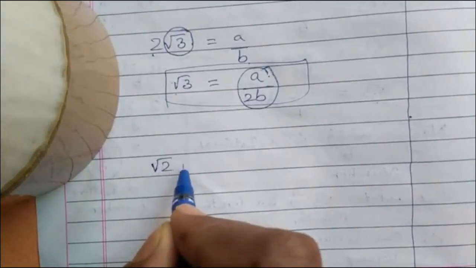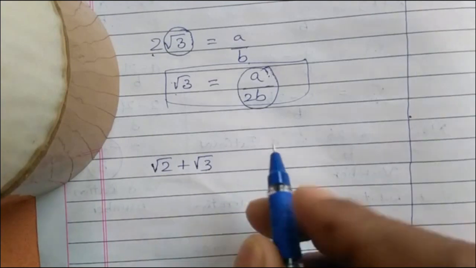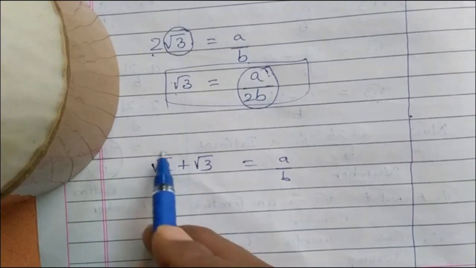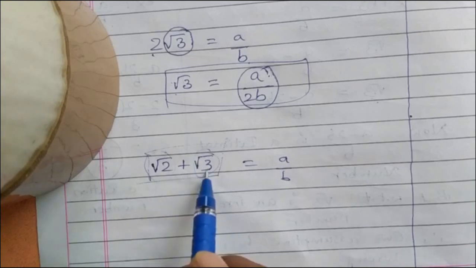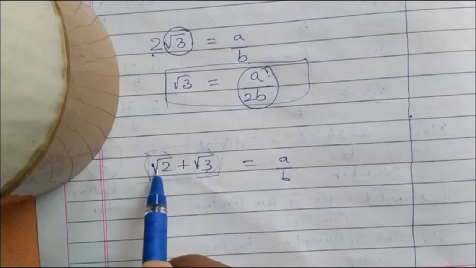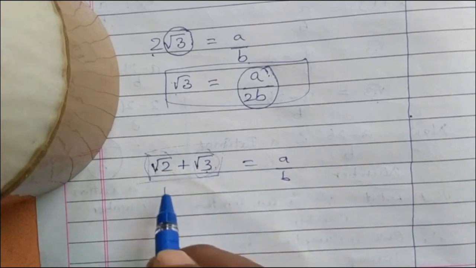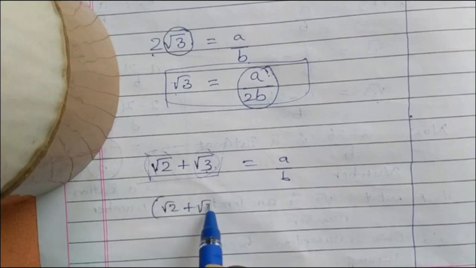The other example, root 2 plus root 3. Prove that root 2 plus root 3 is an irrational number. Equate to a by b. Here both are irrational numbers, but we need to prove the whole thing is an irrational number. What to do? See, if only one is an irrational number and the other one is a rational number, we can shift it to the other side. But both are irrational numbers. So we need to go by squaring on both sides.